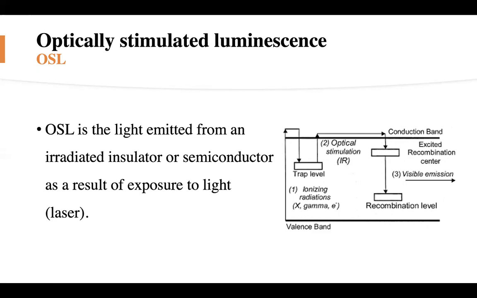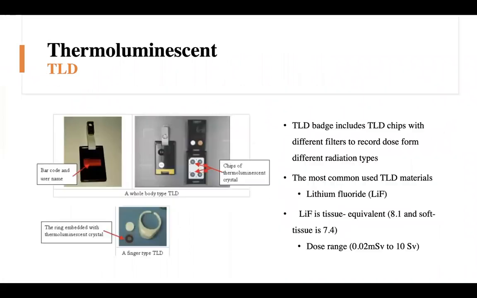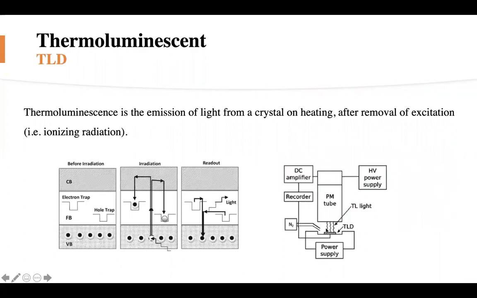It's the same, but the only difference is that instead of heating the TLD crystal to release the electron from its trap, you just use light, a laser. So after, if you want to read the crystal and know the dose, just expose it to the light, the laser, and you can read it instead of heating. In TLD, we use heating to release the electron from the trap. Instead, in OSL, we just use the laser.